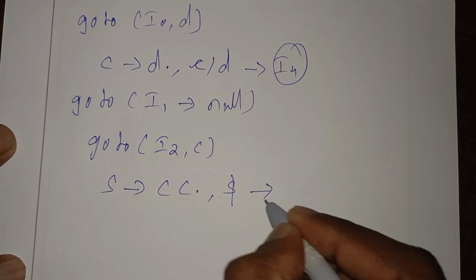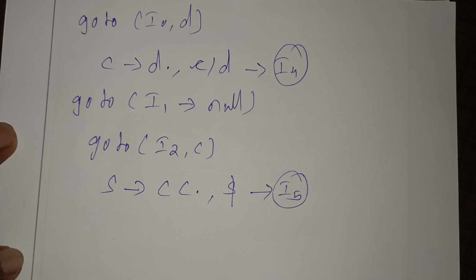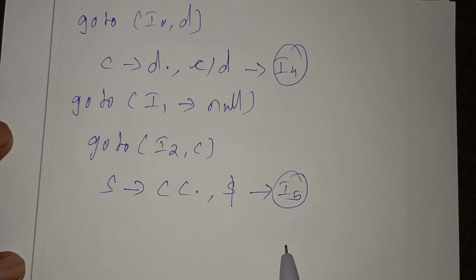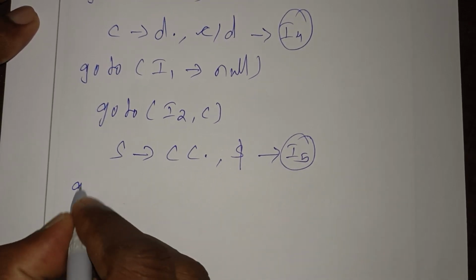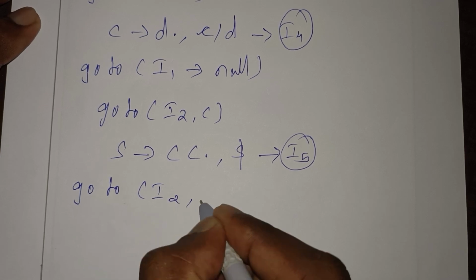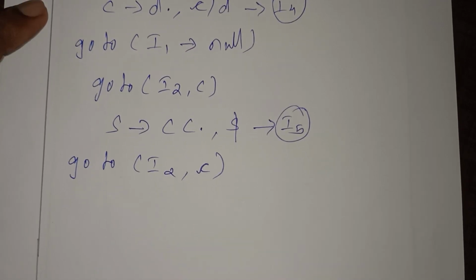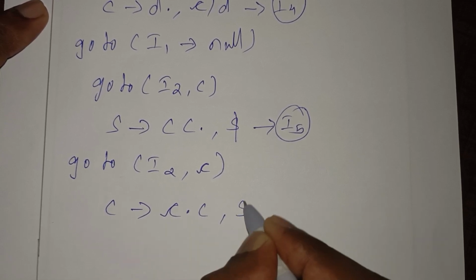This particular state looks like a new iteration, so I am mentioning it as iteration number 5. And whenever we are finding an iteration, please don't forget to check whether it is a repeated one or a new one, right? So again I'm using this Goto function, Goto(I2, c). So C tends to c dot C, comma, dollar.